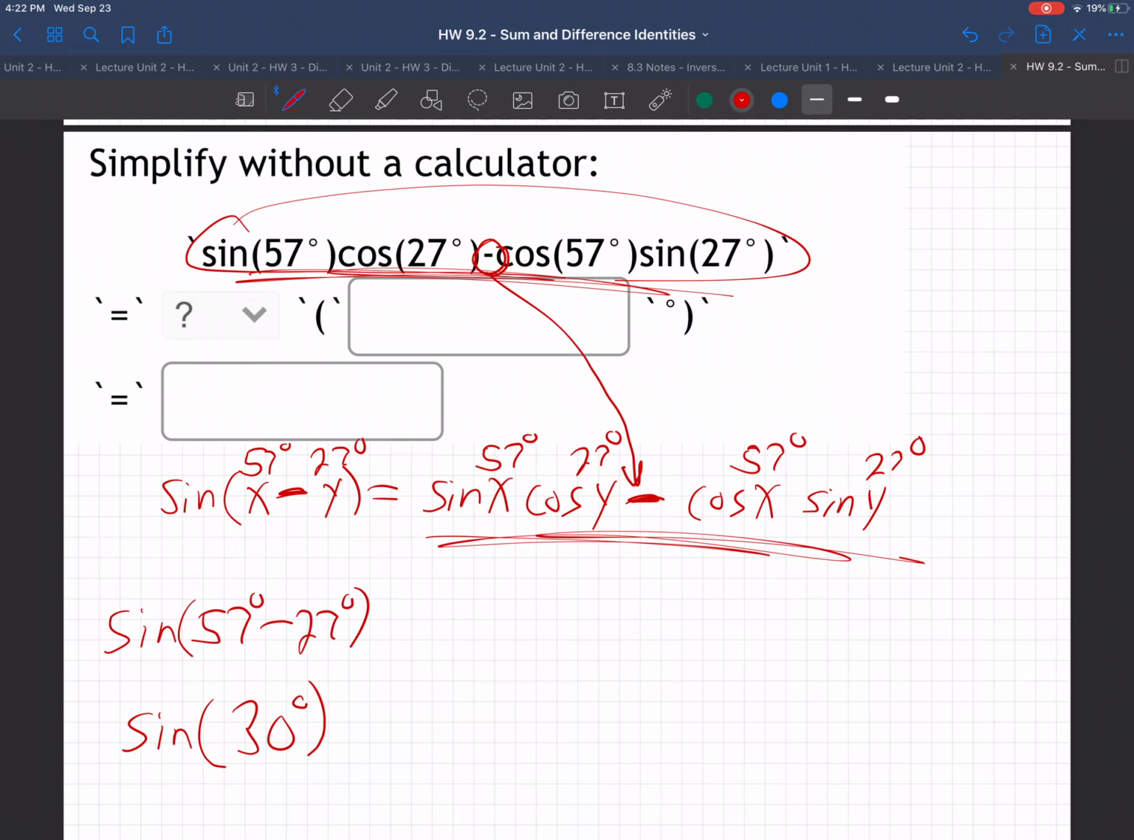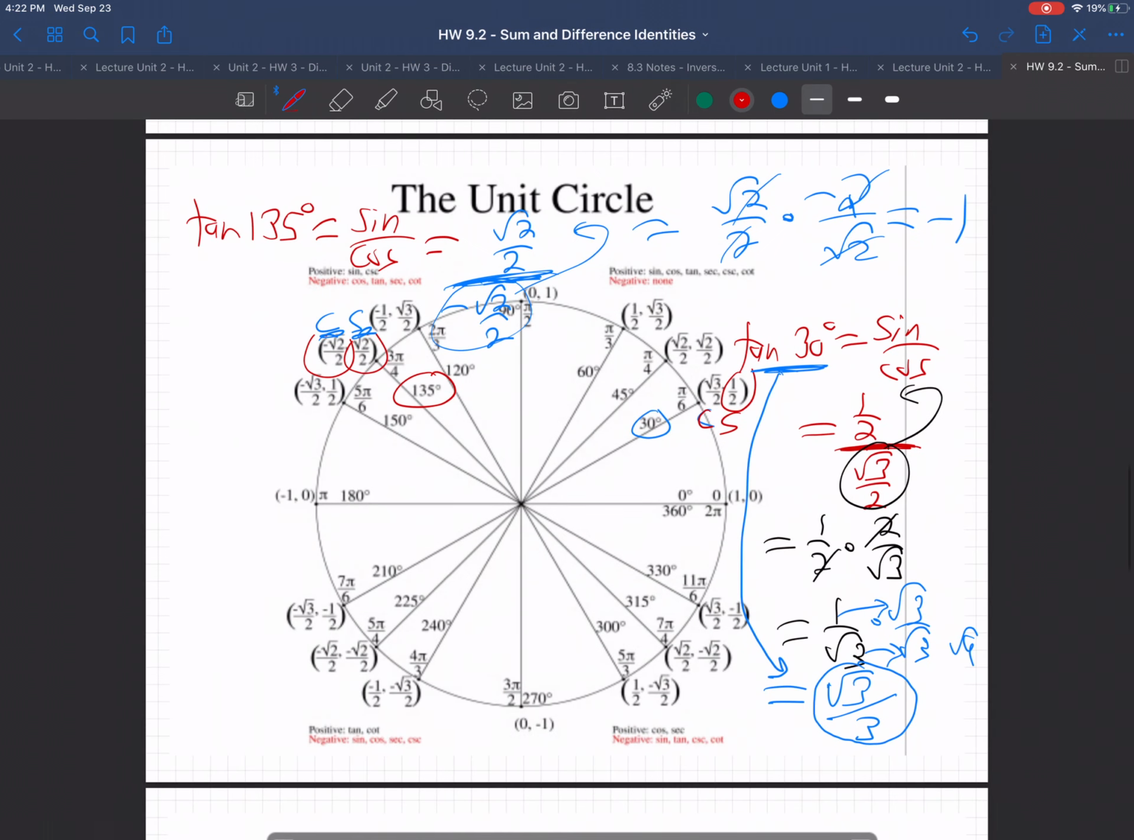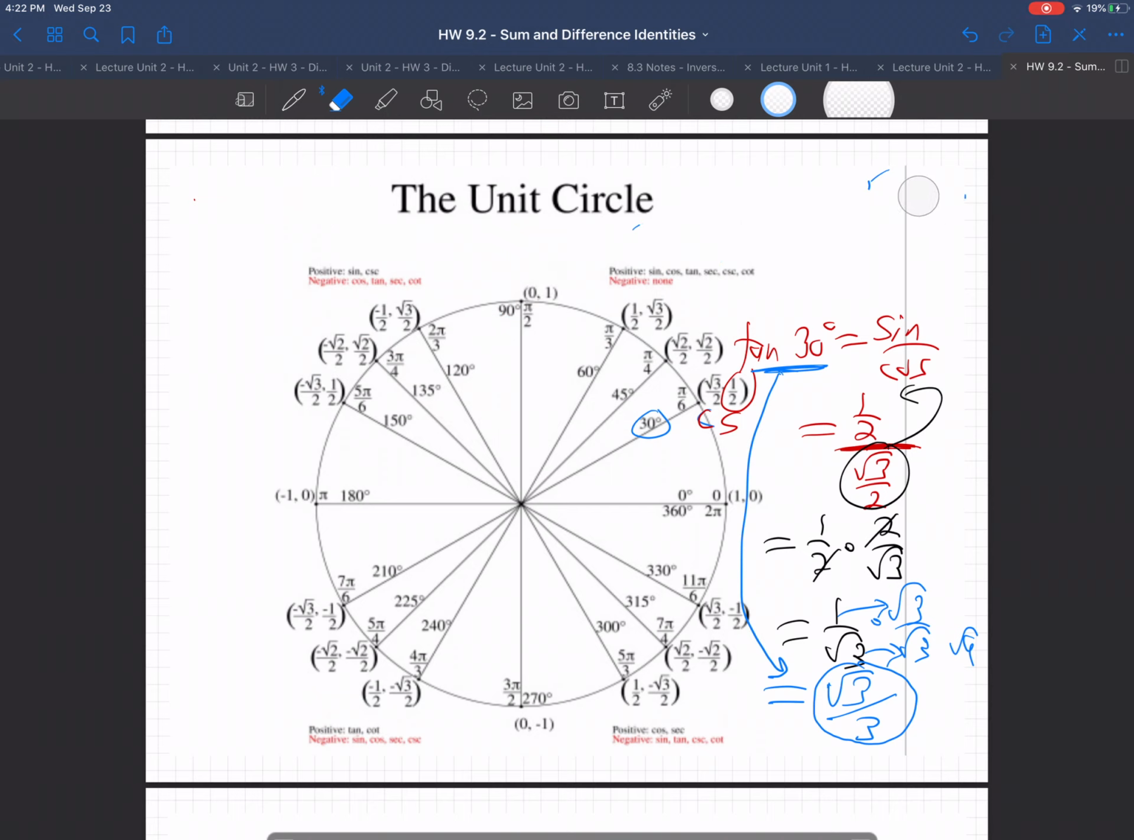So what they're wanting you to say right here is sine, you can choose sine or cosine, sine of 57 degrees. You don't have to put in the degrees. 57 minus 27. And then they want you to figure out what that is. Well, that's the sine of 30. And if you go to the unit circle, sine of 30, let me get rid of all this other scribbling I've got here.